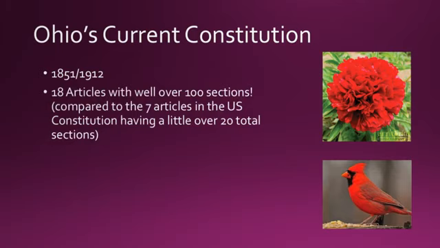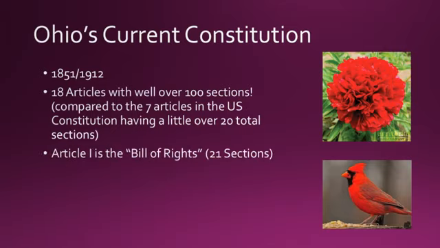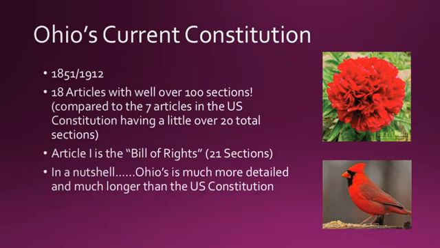And that is compared to, think about, there are only 7 articles in the United States Constitution, okay, with a little over 20 sections. So essentially, one of the conclusions that you should draw from this is that the Ohio Constitution is much more detailed and much longer than the U.S. Constitution, okay? And for the most part, that was the way the Founding Fathers wanted it. They wanted the states to be more detailed and have a lot of say in what happened in their own states, okay?